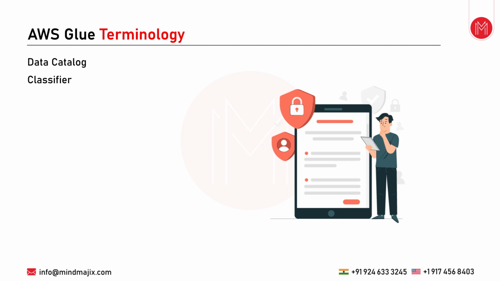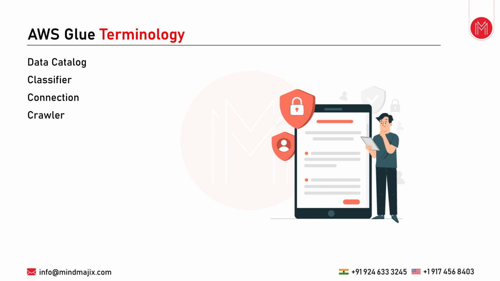The next concept here is that of connection. So what is a connection? A connection contains the properties that are required to connect to your data store. The next point is crawler. A crawler is a program that connects to a data store, which can be either a source or a target, then progresses through a prioritized list of classifiers to determine the schema for your data. And then it creates metadata tables in the data catalog.